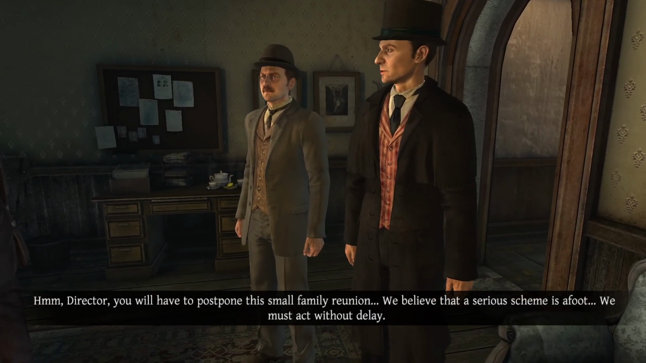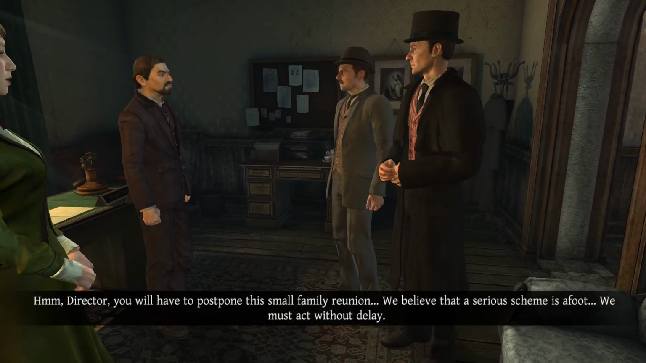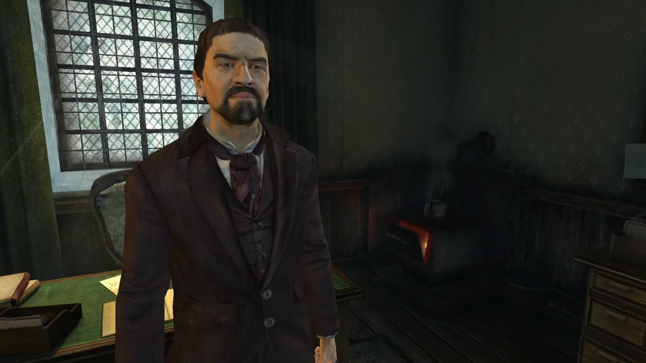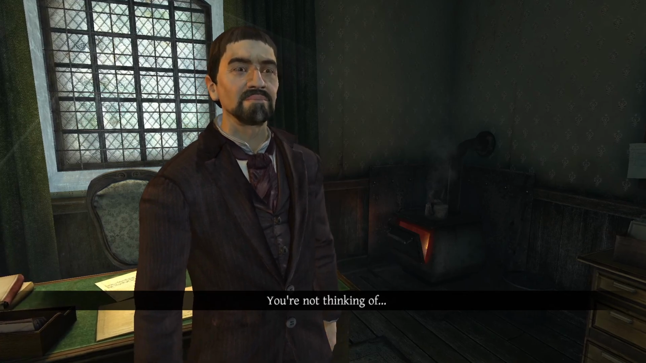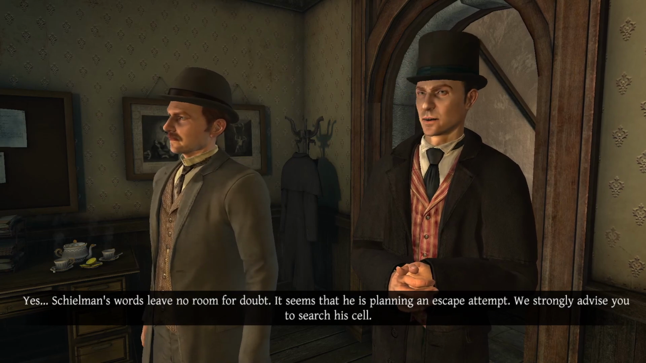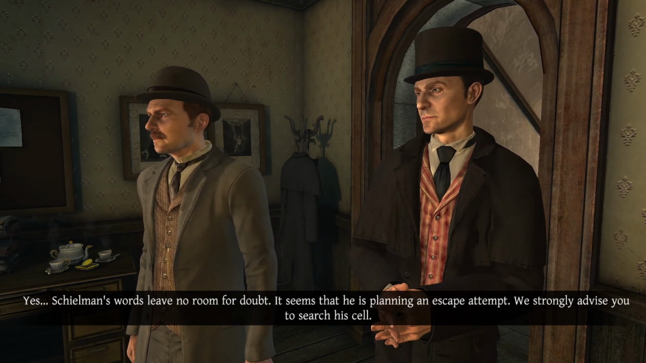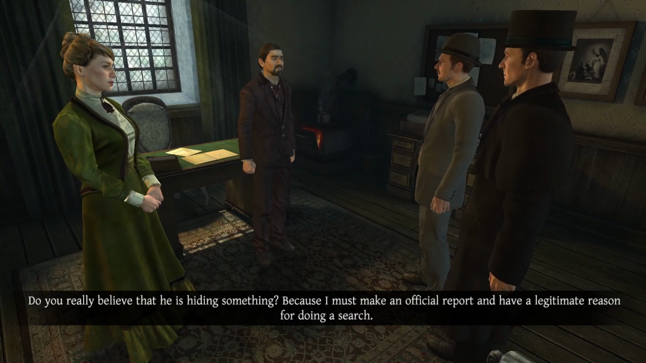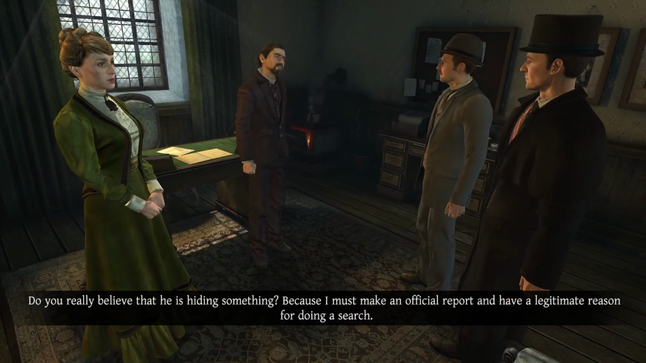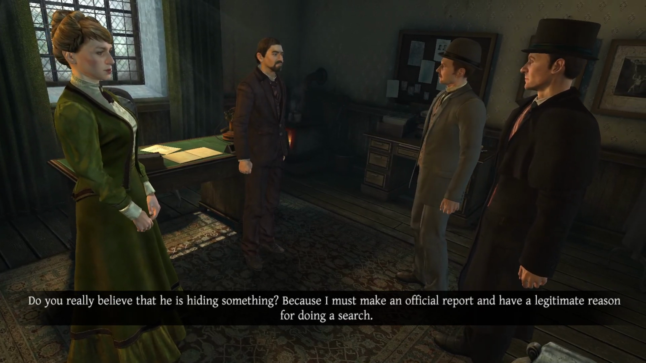Director, you will have to postpone this small family reunion. We believe that a serious scheme is afoot. We must act without delay. You're not thinking of... Yes. Shieldman's words leave no room for doubt. It seems that he is planning an escape attempt. We strongly advise you to search his cell. Do you really believe that he's hiding something? Because I must make an official report and have a legitimate reason for doing a search.